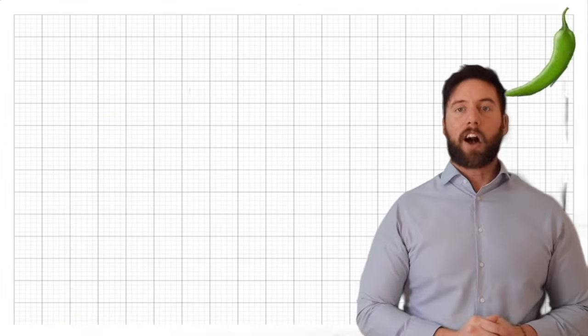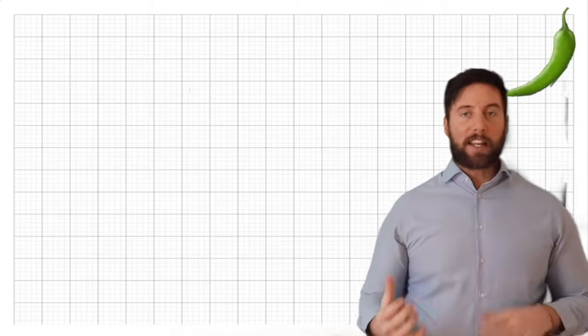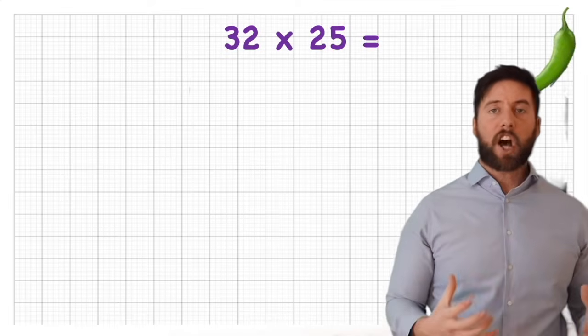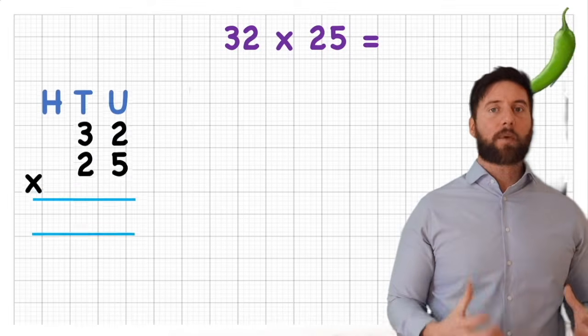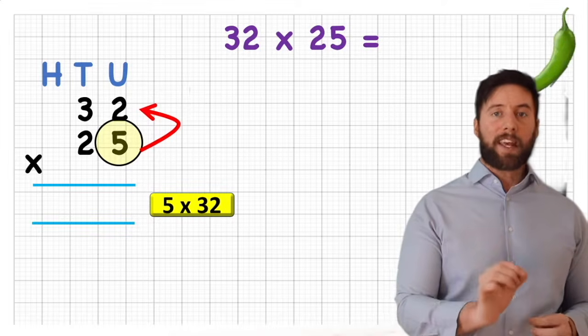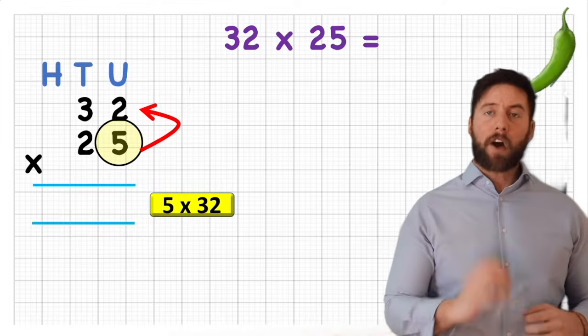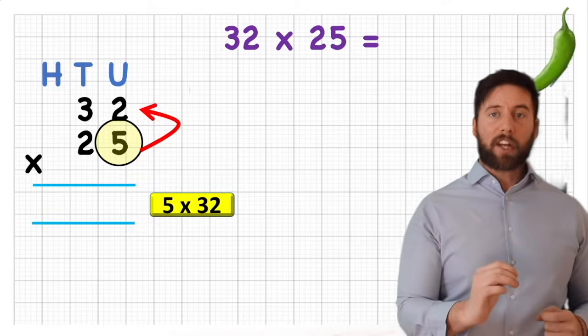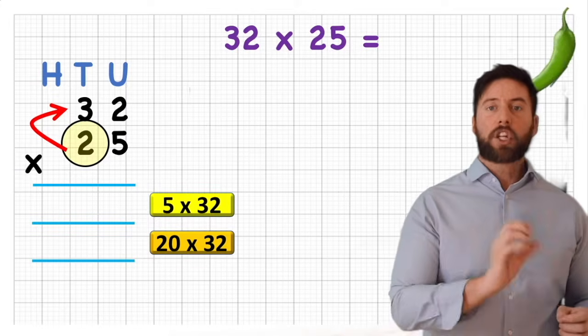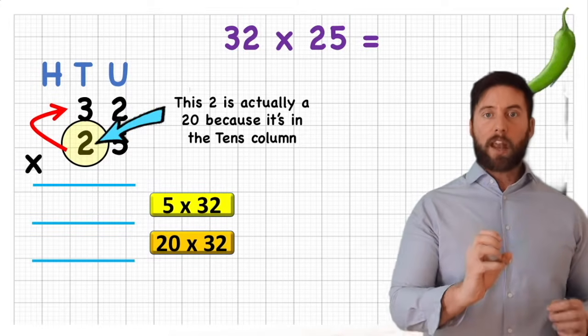So, let's start. Let's have a look at a green chili challenge. So let's use the example 32 times 25. And we're going to start at our smallest value, but it's really important to understand what we're doing. Our first row is actually going to use this unit here times by 32, so it's going to be 5 times 32. And our second row, our last row, is going to be 20, which is what this 2 represents, 20 times 32. And then we're going to add them together.